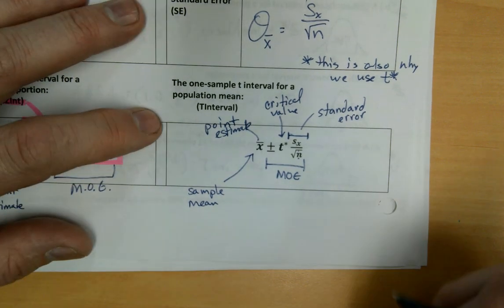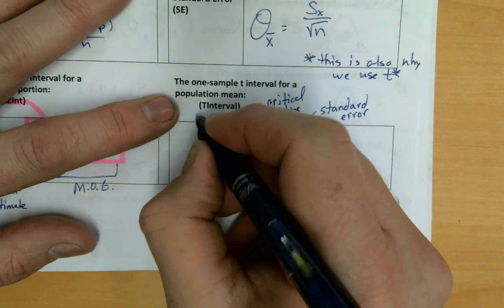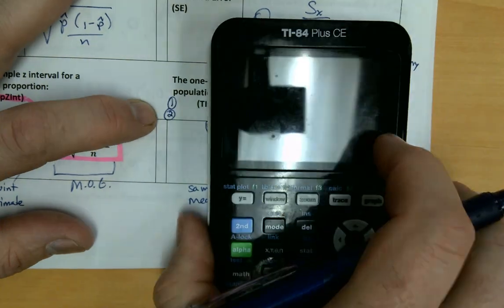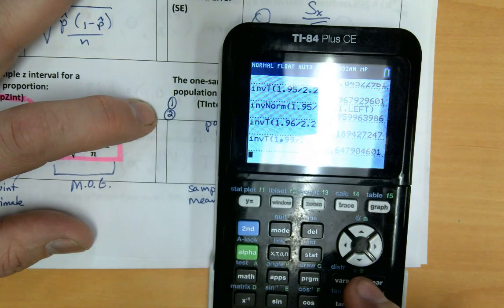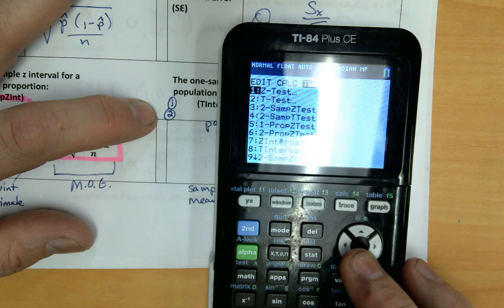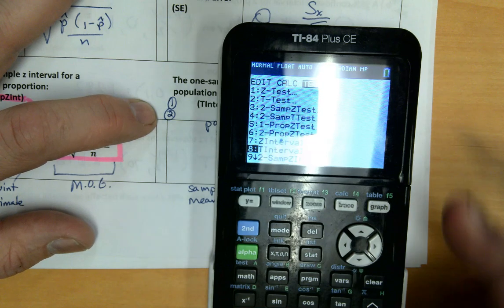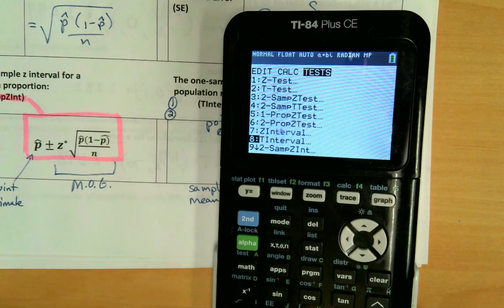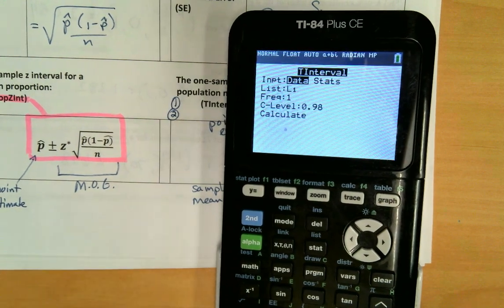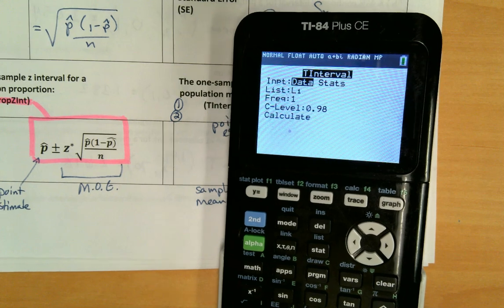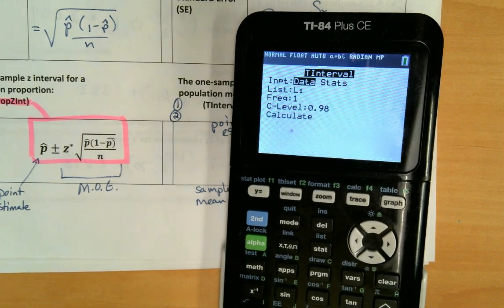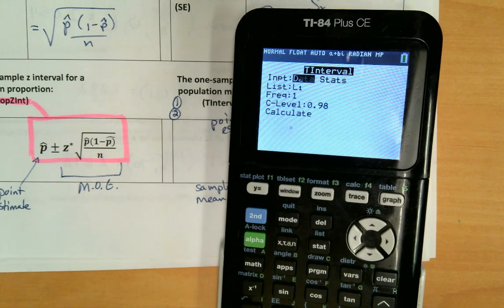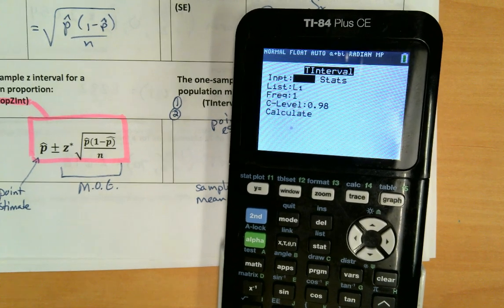Now, last thing I'll say before we go to an example. When you go into t-interval, there are two options. I'm going to show this to you. On your calculator, when you go to stat, tests, and you go down to t-interval, number 8, you'll notice right away there's two options: data and stats. The number one question that I get kids asking me on the test is, which one do I use? And I'm going to say, I don't know.